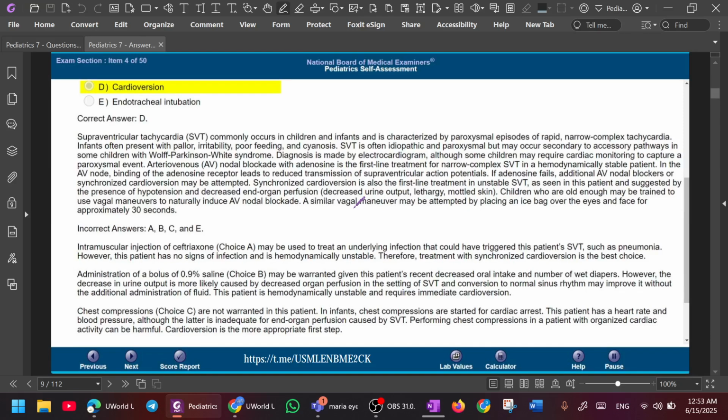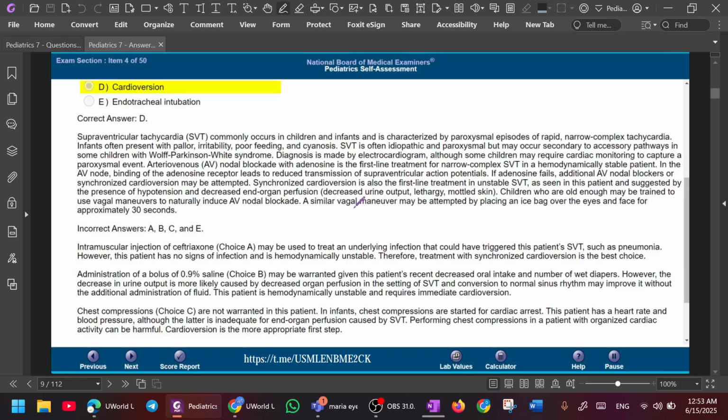AV nodal blockade with adenosine is the first line treatment for narrow complex SVT in a hemodynamically stable patient. In the AV node, binding of the adenosine receptor leads to reduced transmission of supraventricular action potentials. If adenosine fails, additional AV nodal blockers or synchronized cardioversion may be attempted. Synchronized cardioversion is also the first line treatment in unstable SVT, as seen in this patient and suggested by the presence of hypotension and decreased end-organ perfusion: decreased urine output, lethargy, mottled skin.